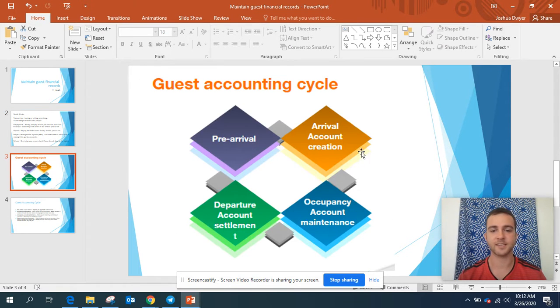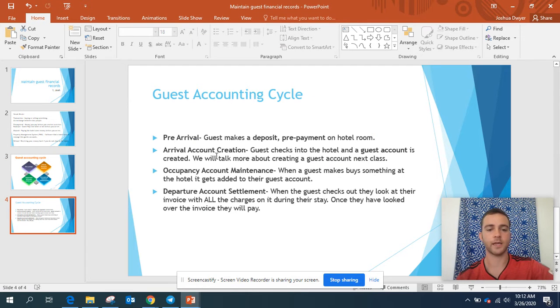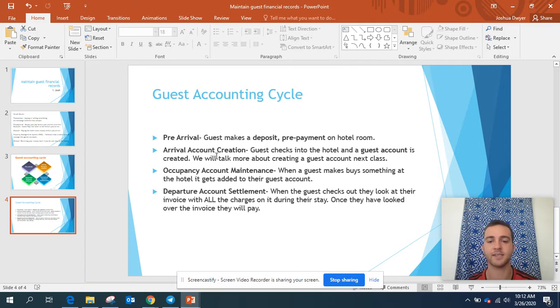And then the next step is the arrival account creation. So actually, let me move to the next slide here. So we have arrival account creation. The guest checks into the hotel and a guest account is created. So the guest has already booked the hotel and now they have arrived. They have shown up at your hotel.